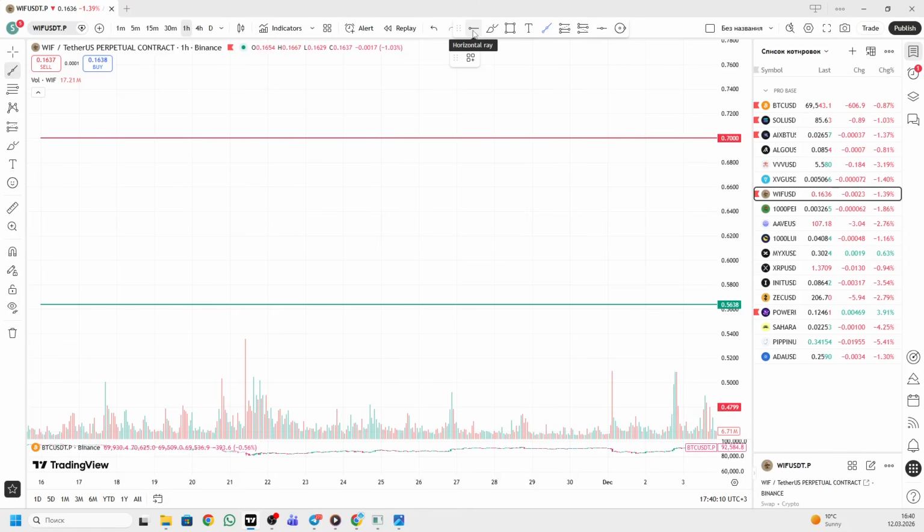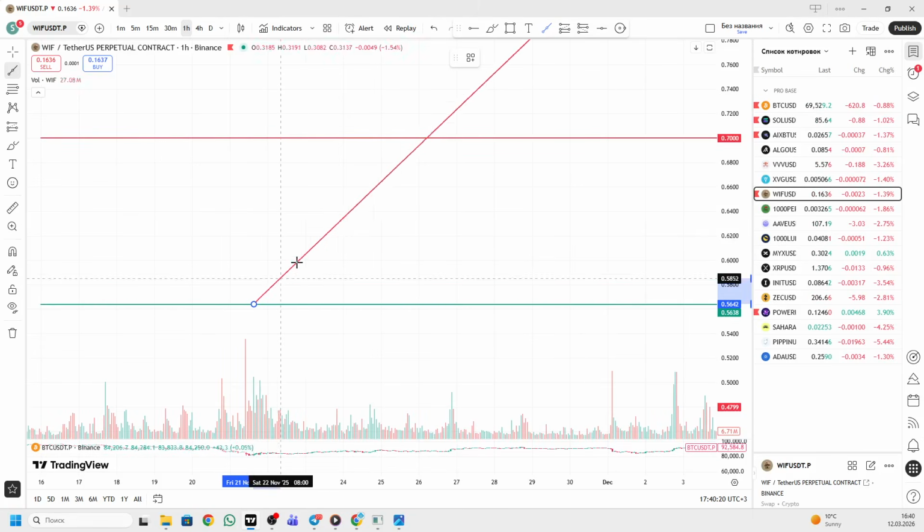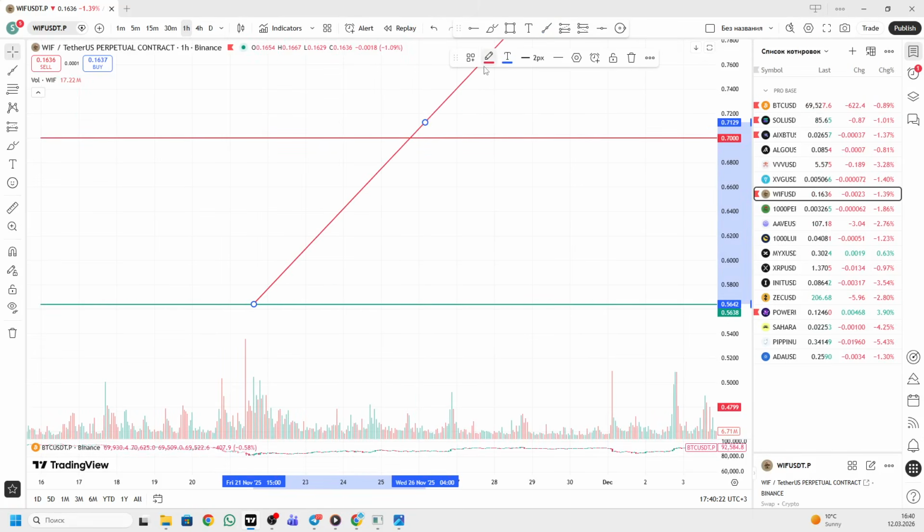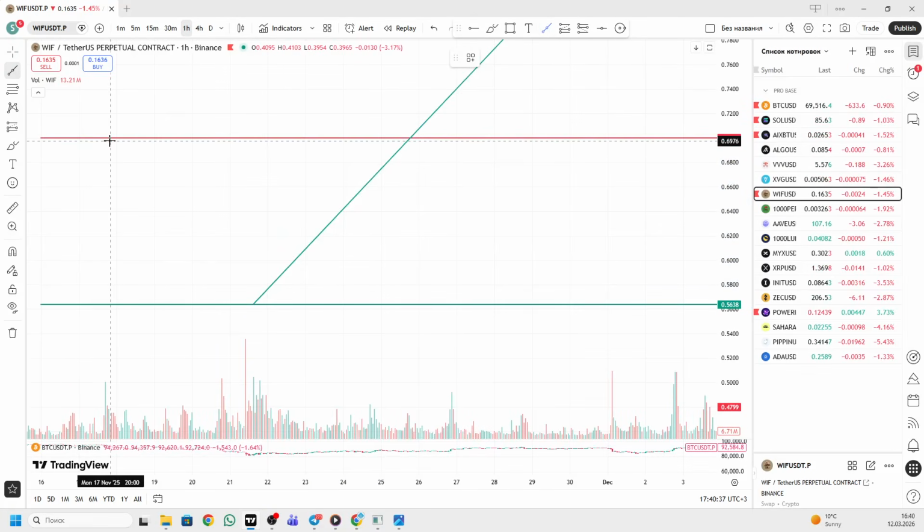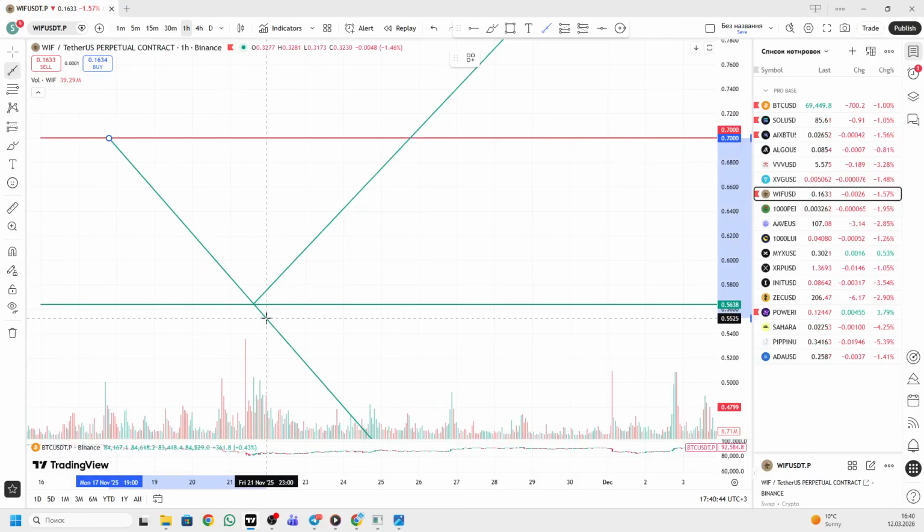Now, let's talk about trends. An uptrend is drawn from bottom to top, like this, and it is in green. Okay, it goes from down to up to upward. Okay, and a downtrend is in red, and it goes from top to bottom.